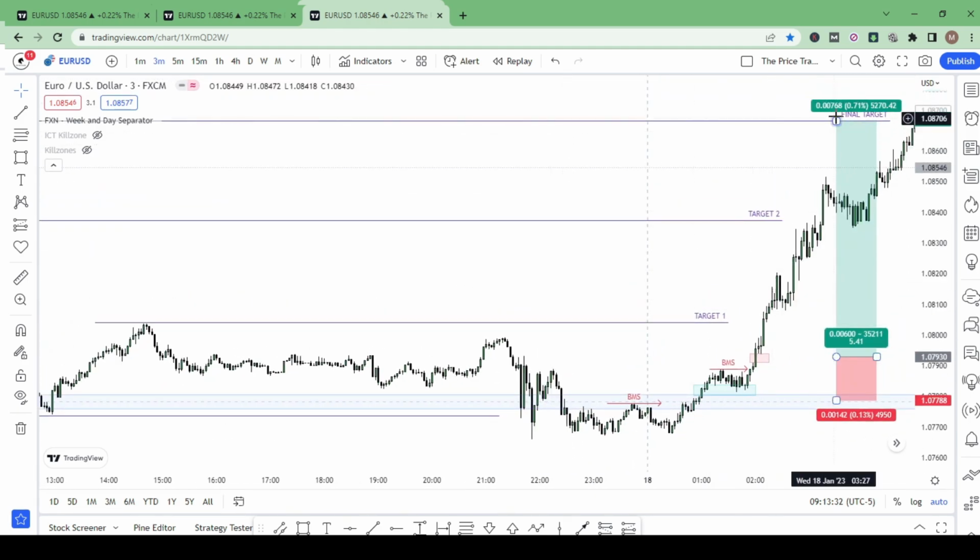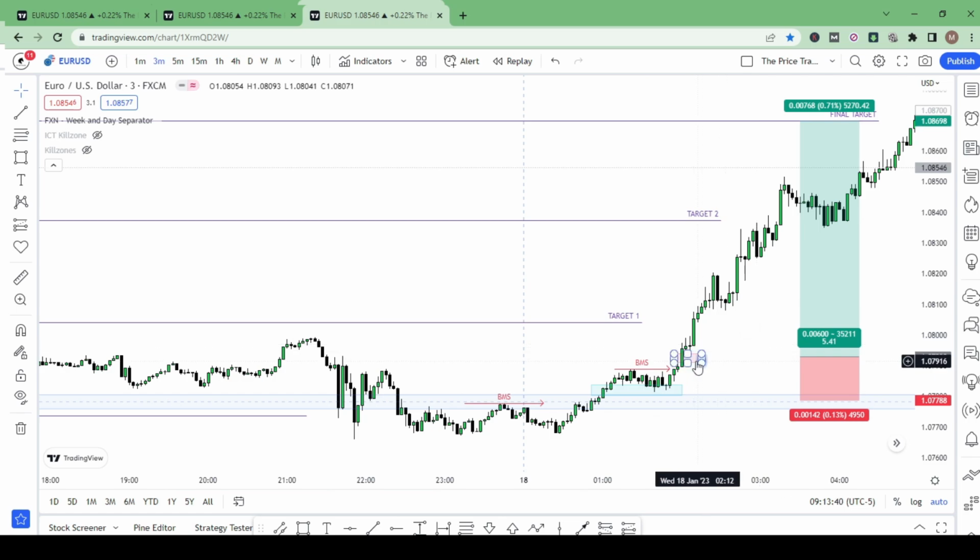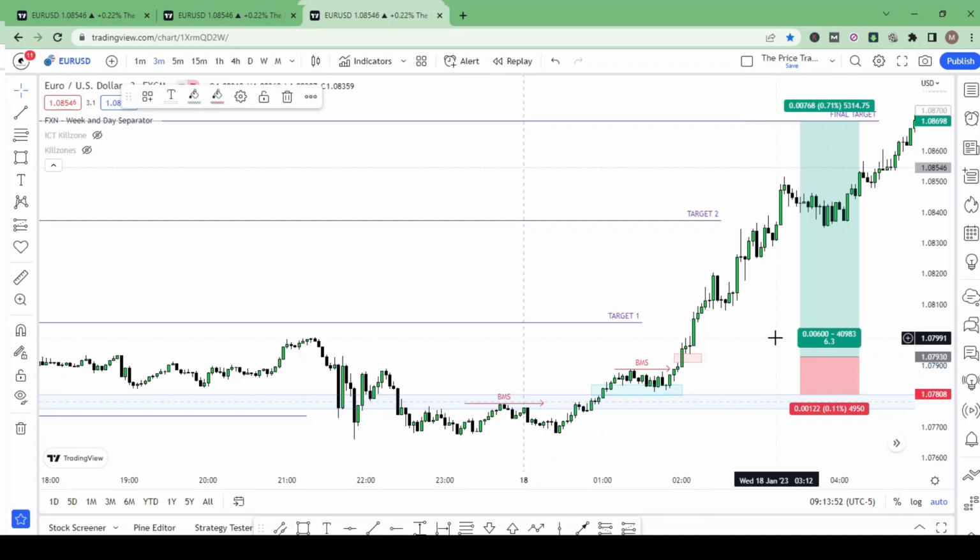You target for the final target of the day, but you can also take your partials in target 1 and 2. So I've outlined here how you could have entered. So the entry was about right in that imbalance. Then you're placing a stop just below that low. So our stop was just below that low. And then you're aiming for that target. So actually you're getting about 6R. So that is how you utilize this fair value gap strategy. So that is all about this fair value gap trading strategy.